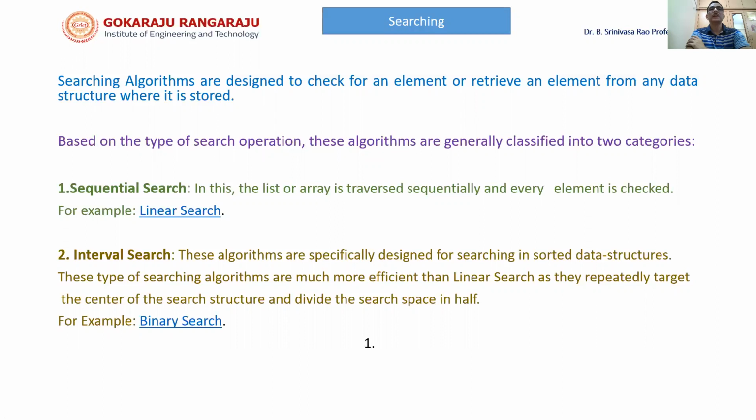Interval search algorithms are specifically designed for searching in sorted data structures. These types of searching algorithms are much more efficient than linear search as they repeatedly target the center of the search structure and divide the search space in half. An example is binary search. But in the present video lecture, we concentrate on linear search or sequential search.